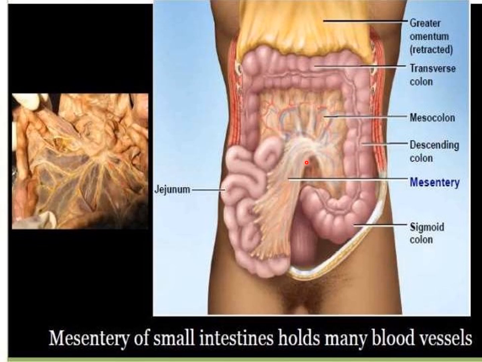Here you can see the mesentery. This is the fold of peritoneum consisting of two layers. It extends from duodenojejunal flexure to ileocecal junction and it suspends jejunum and ileum from posterior abdominal wall.